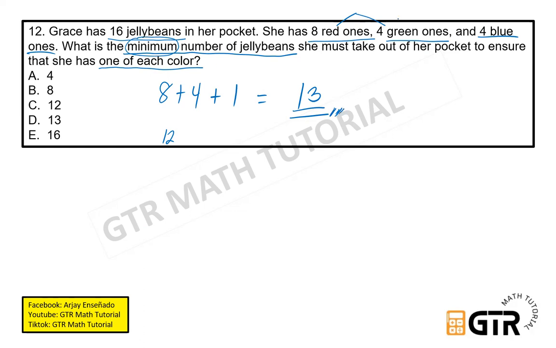Kapag 13, siguradong meron na dyan na tigi-tigisa dahil nakuha na niya lahat ng red or lahat ng green or lahat ng blue. Tapos yung susunod niya ay sigurado ng meron siyang one of each color. So the correct answer is letter D, 13. Okay, so next number 13.